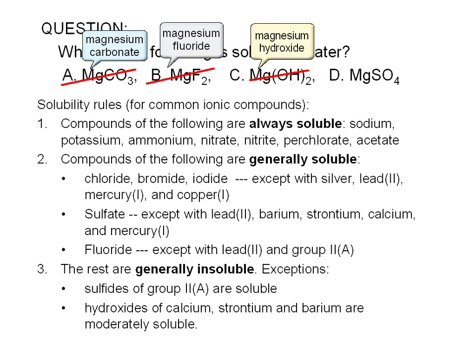Therefore, choice D must be correct. Let's verify. The compound in choice D is magnesium sulfate. Rule 1 does not apply. It doesn't say anything about magnesium or sulfate. Rule 2 applies. Sulfates are generally soluble, unless in combination with lead-2, strontium, calcium, or mercury-1. Magnesium sulfate is not one of the exceptions. Therefore, magnesium sulfate is soluble.